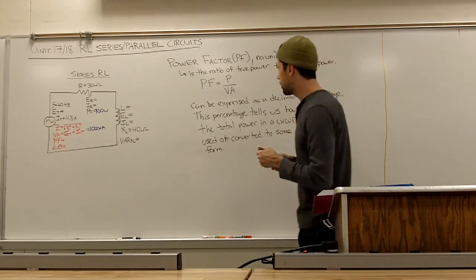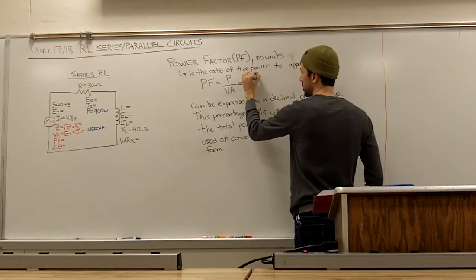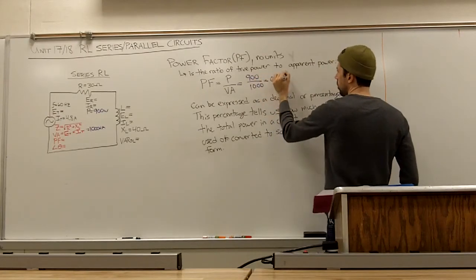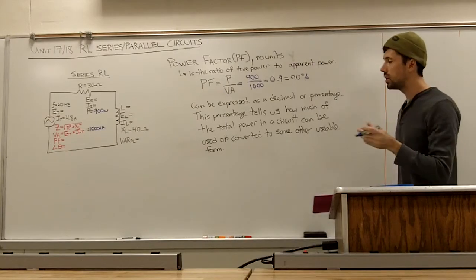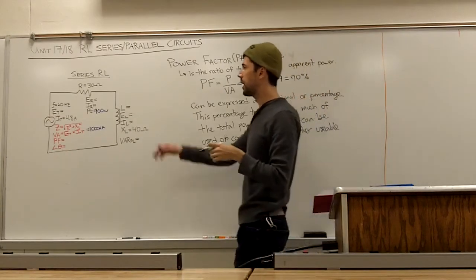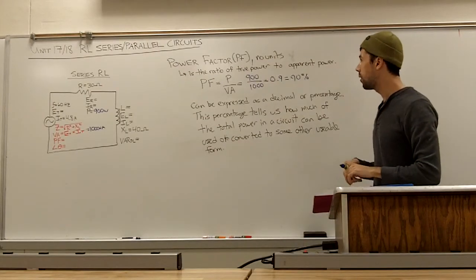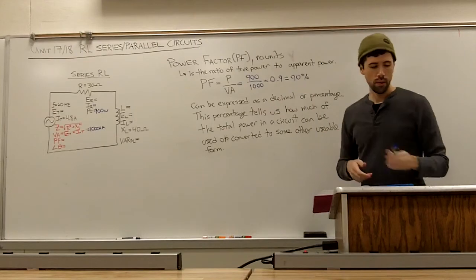So my power factor in this case for this circuit would be 900 divided by 1,000, which would give me 0.9 or 90%. So that means only 90% of the power in this circuit can actually be used or converted into some other useful form. However, you have to pay for 100% of it.